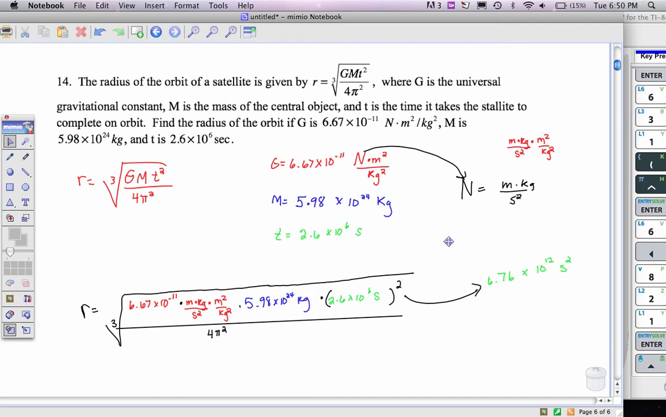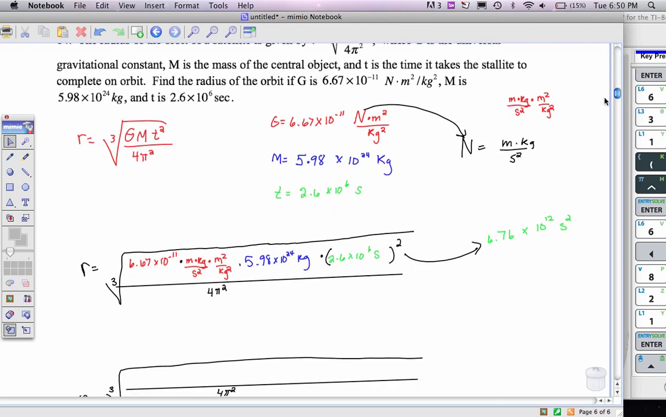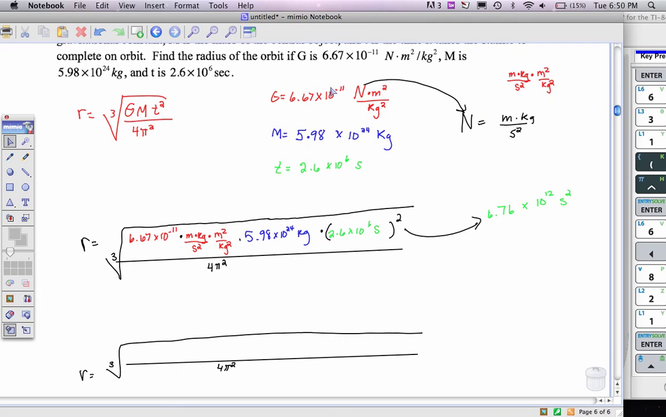Now, the next step that I'm going to do is group the like things together. It's all multiplication, and we know multiplication is commutative, so I can move stuff around. For example, I can take the 6.67, the 5.98, and the 2.6 and multiply all those together.